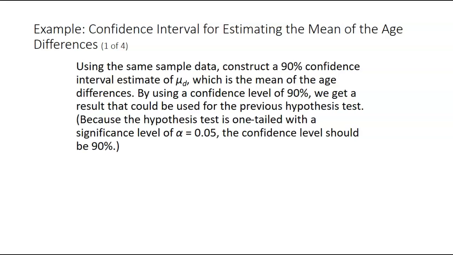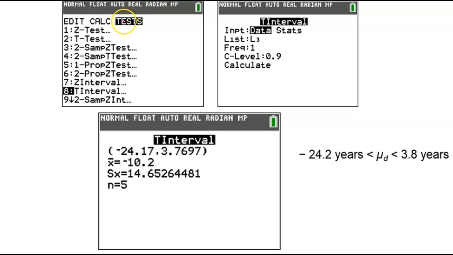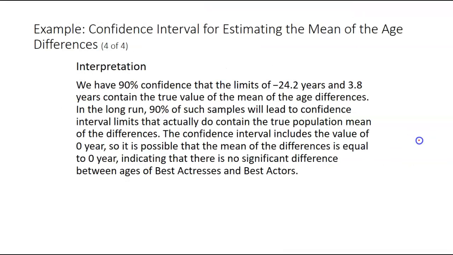Okay, so we want to do a confidence interval for this one. If we set this up, we're going to use a 90% confidence interval difference. So again, we're not going to be using the 2-sample test. We're just going to be using a regular t-interval, except we're going to make sure that we're doing this for L3, which is their difference. Okay, so we're going to do regular t-interval, but for L3, choose a 90% confidence interval, and then here we have our answer. So the interval is somewhere between negative 24.2 and 3.8 years.